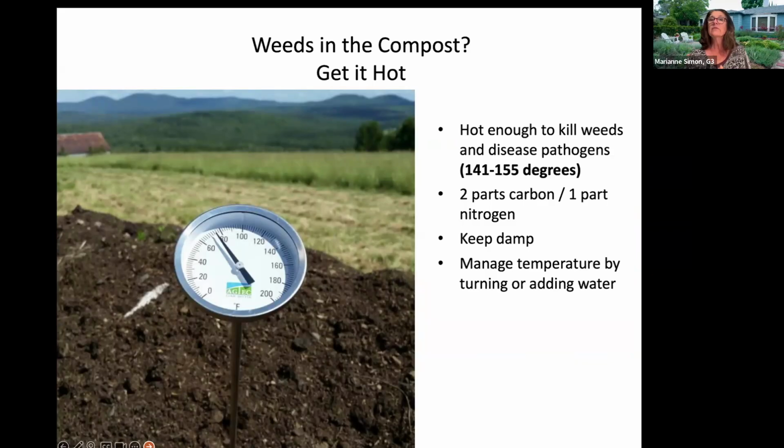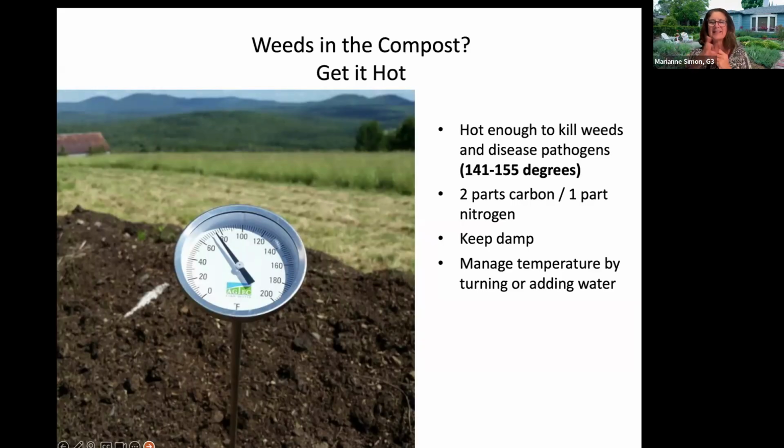Now, if you are an active composter and you're hitting that magic number of 141 to 155 degrees, which is hot, I mean, that will burn you, then yes, you can cook your weed seeds. If it's unlikely that you are getting your compost that hot, then all you are doing is taking your weed seeds and spreading them out into the rest of the garden.